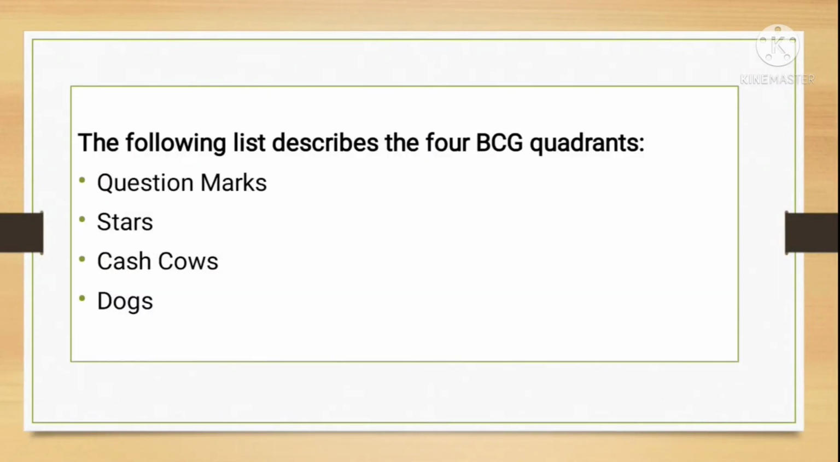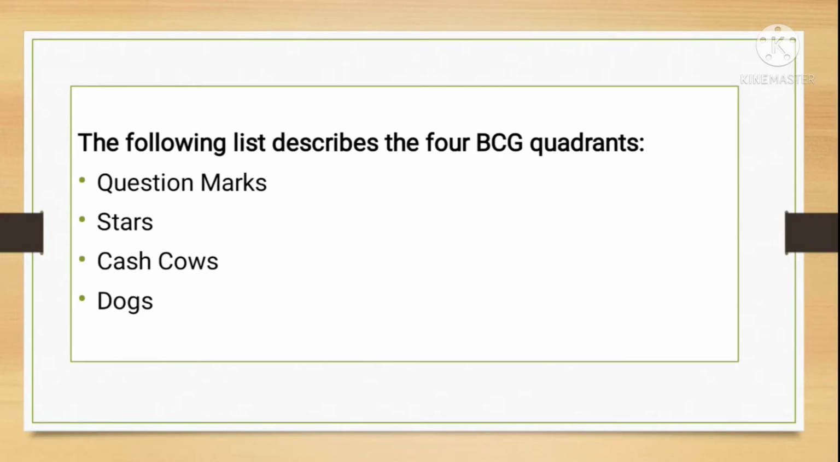The following list describes the four BCG quadrants: question marks, stars, cash cows, and dogs. Question marks. Divisions in quadrant one, upper right, have a low relative market share position, yet they compete in a high growth industry. Generally, these firms' cash needs are high and their cash generation is low. These businesses are called question marks because the organization must decide whether to strengthen them by pursuing an intensive strategy, market penetration, market development, or product development, or to sell them.